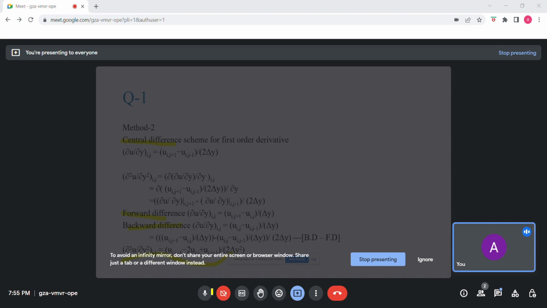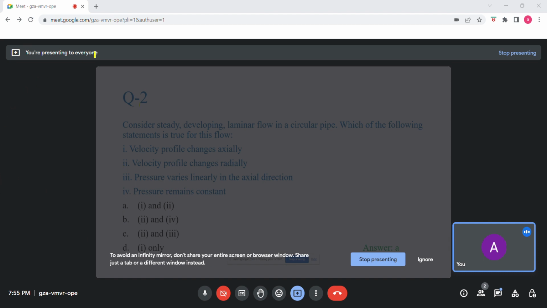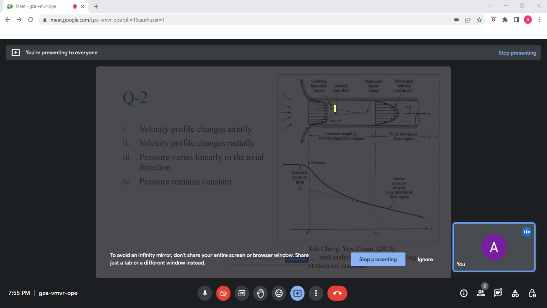And next is a steady developing laminar flow in a circular pipe. Which of the following statements are true? First, they have compared velocity profile and pressure profile. So this is the velocity profile and this is the pressure profile. Velocity profile keeps varying axially as well as radially, whereas the pressure profile keeps varying. It does not remain constant. It does not vary linearly also. After some points it varies linearly, but before that it is not varying linearly.